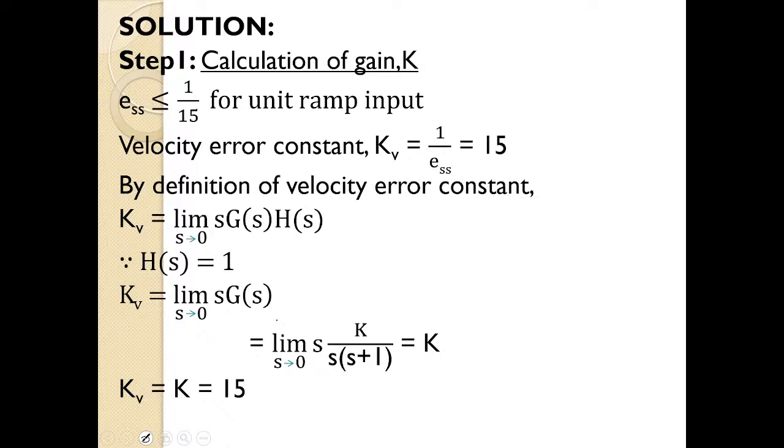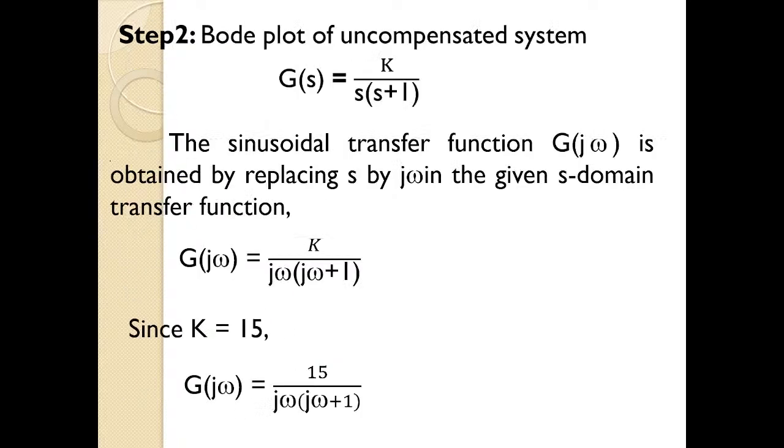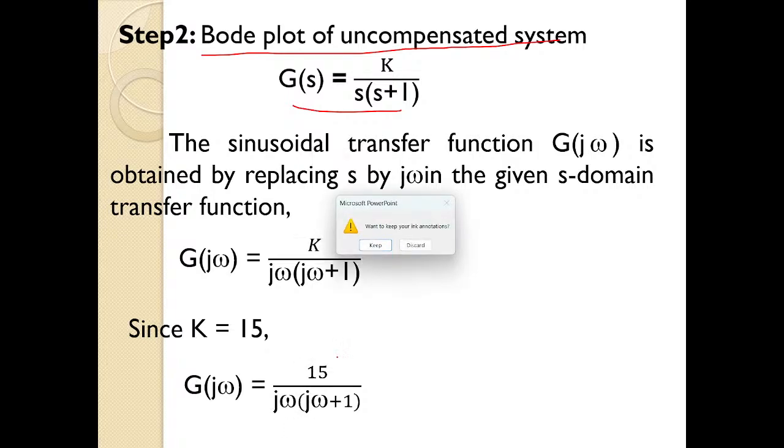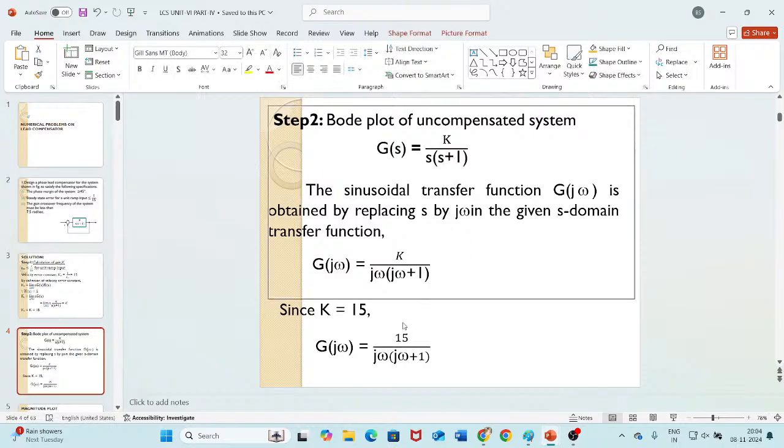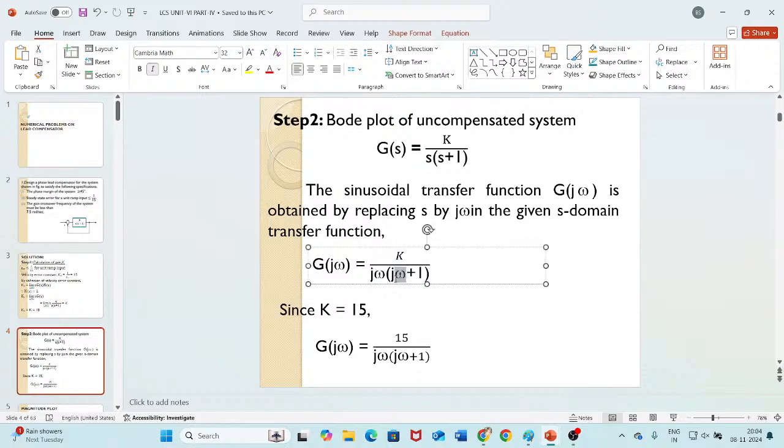Now, let us proceed further. So let us draw the Bode plot for the uncompensated system. So what is our g of s? K by s into s plus 1. You can rewrite it as, 1 plus s, isn't it? You can rewrite it. So you just rewrite it as 1 plus s.